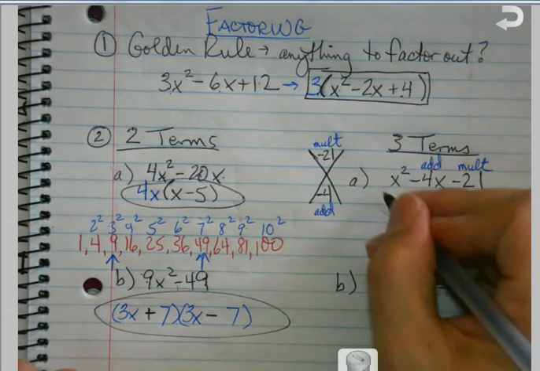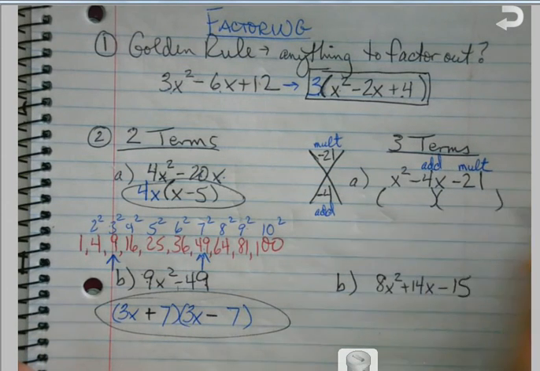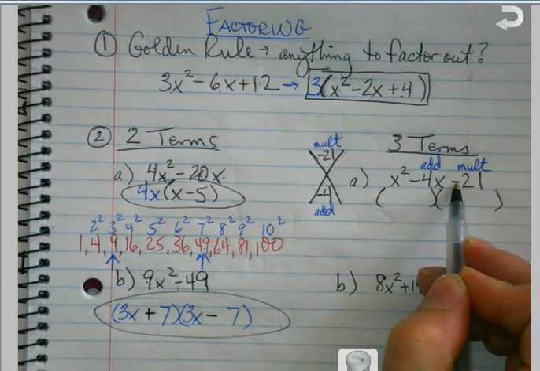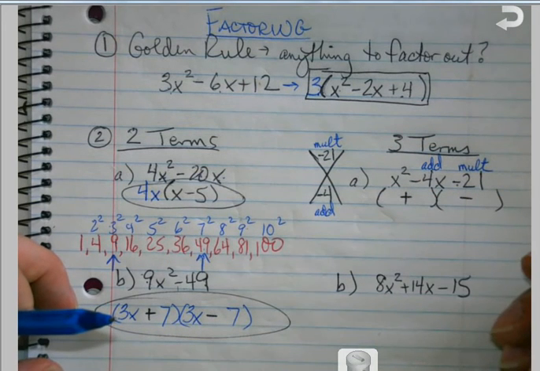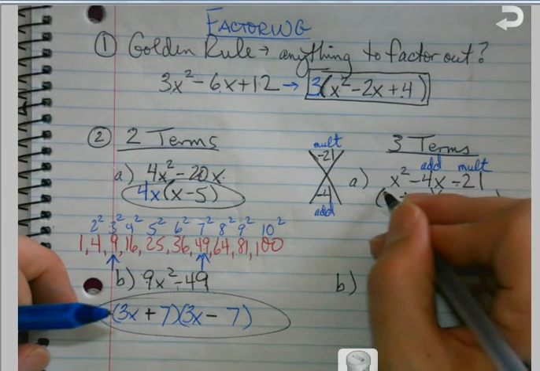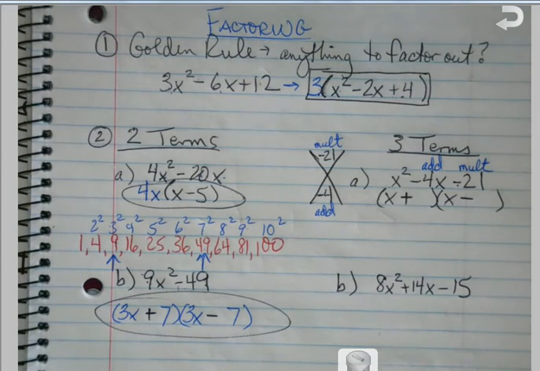So let's see what I can figure out for hints. Multiplying to a negative. We just got done talking about that. I've got to have one of each. I also know my first part's going to be x. Okay, I got that part down.